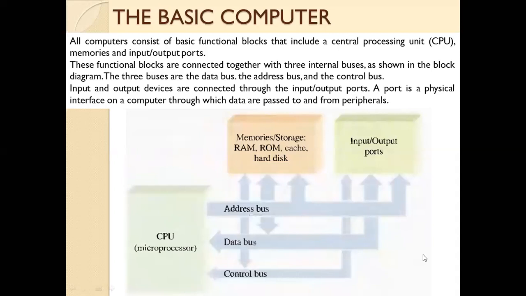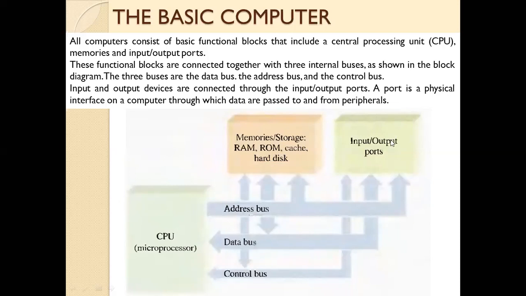This is the block diagram of a computer, which consists of a central processing unit, and the central processing unit basically consists of a microprocessor. The central processing unit on a chip is called a microprocessor. And the microprocessor is connected with the input-output ports and the memories with the help of three types of buses, that is the address bus, the data bus, and the control bus.